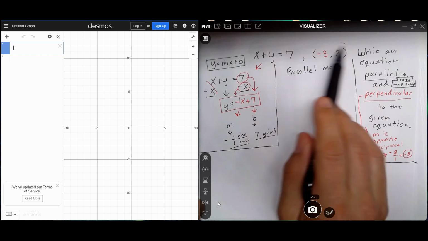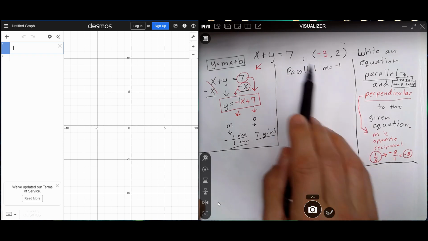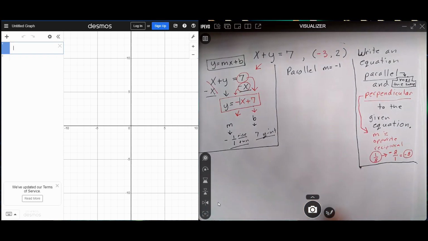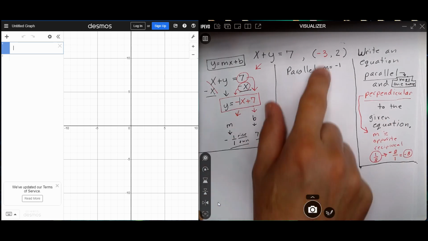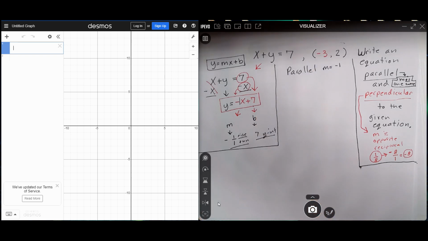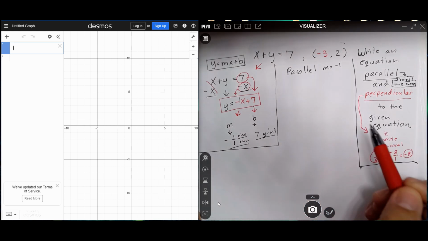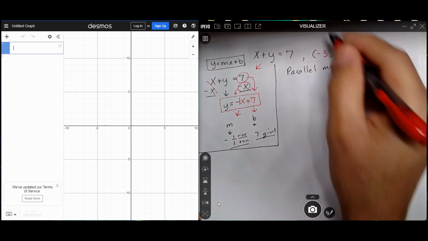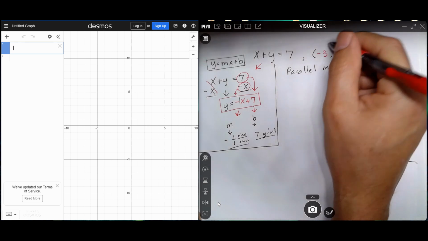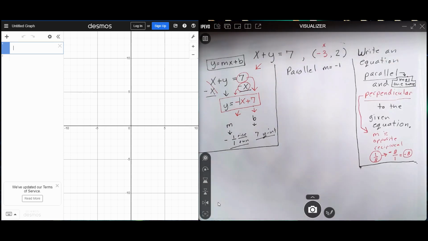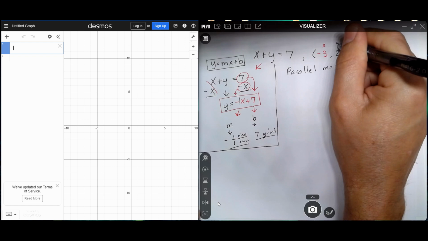Now this second point that you see right here, this is my ordered pair, because it said write an equation parallel and perpendicular to the given equation. So they gave me this equation, and they gave me an ordered pair. So I'm going to substitute these values for x and y in what we call the point slope formula. I'm going to label this my x value and this my y value.